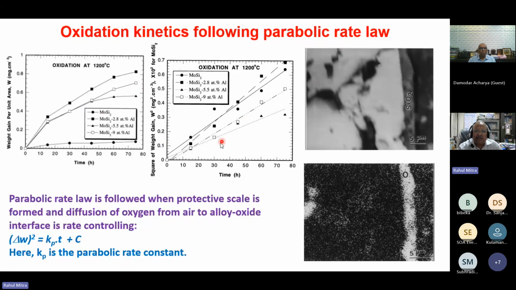For other high temperature materials also, if this parabolic behavior is observed, then we know that an oxide scale has formed, and the rate controlling process is basically the passage of oxygen through the oxide scale from the atmosphere to the alloy underneath. If the oxide scale is stable, the behavior becomes parabolic. That means with further increase in time, the rate of oxidation decreases.